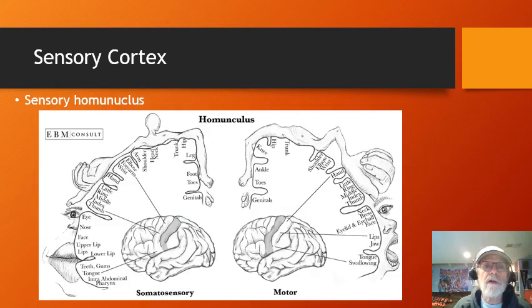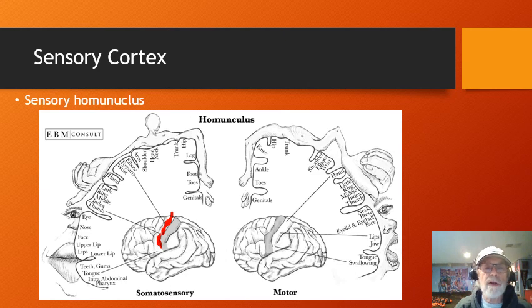And this is the same homunculus that we talked about. Here's the motor, again, in that precentral gyrus. Here's the postcentral gyrus right here. So that central sulcus would be sitting right along that area. And so this is the postcentral gyrus, and this is that sensory homunculus.